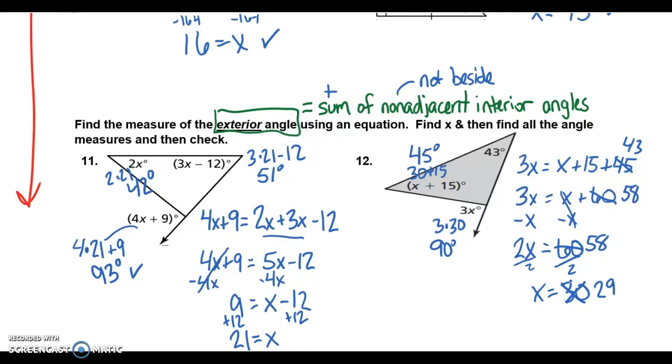So sorry for all my mess ups, but this is a good lesson on it, especially on a review. This is how you can help yourself. So back to here, 3 times 29 would actually be 87 degrees. That's still 43. And here, 29 plus 15 is 44.